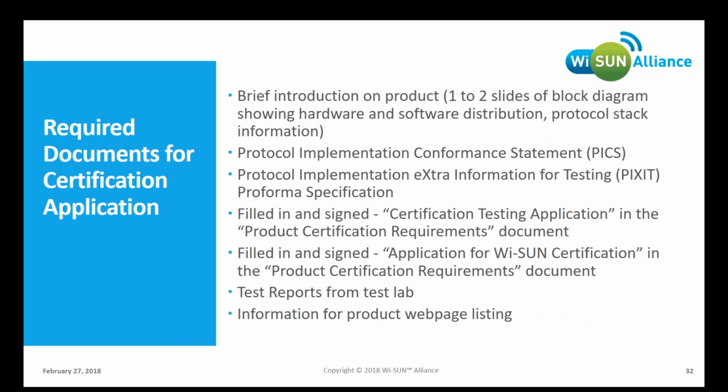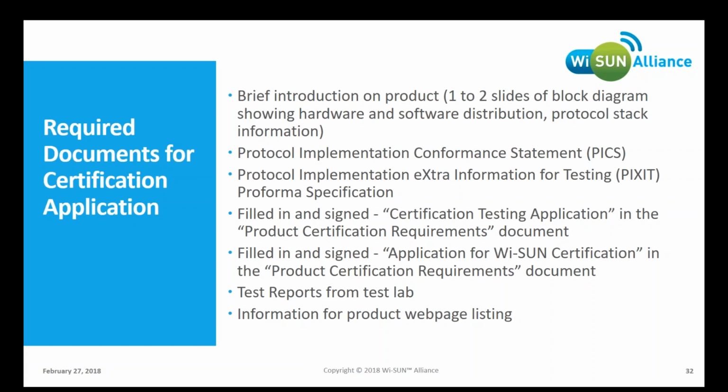So there are a few documents. Most of them are application forms. The first item is a brief introduction on the product, and then item 2, 3, 4, 5 is the protocol implementation conformance statement, the PICS, and then we go to the PICSIT, and there are 2 forms that a product vendor will need to fill in order to apply for certification. So all these are the paperwork which I mentioned in the colorful flow diagram a while ago.